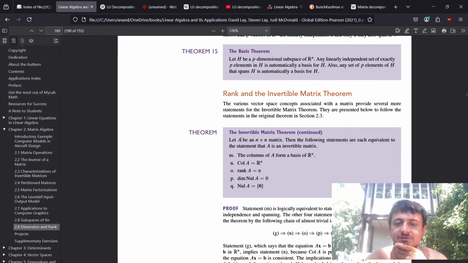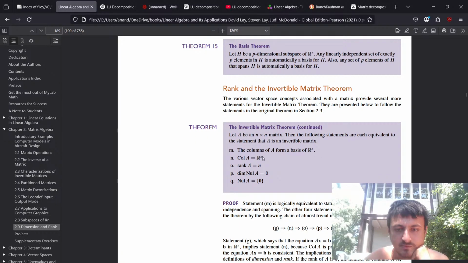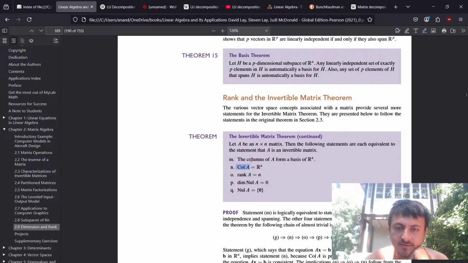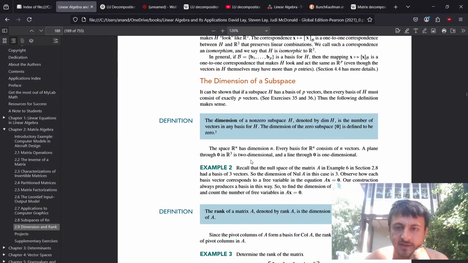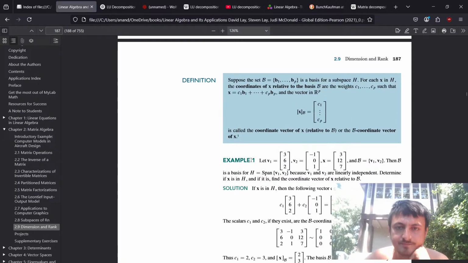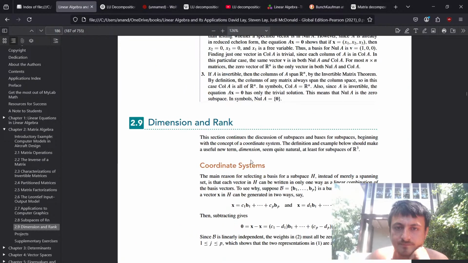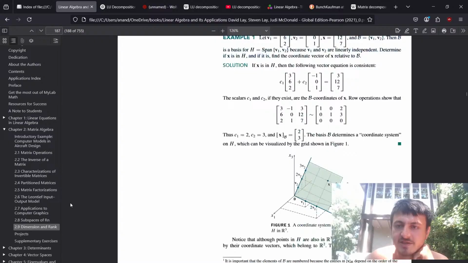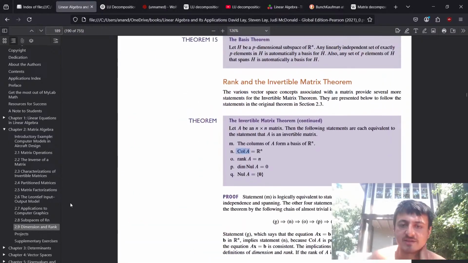Okay, the invertible matrix theorem gets more statements. A is n by n. Columns of A form a basis of Rn, true. And a basis is just defined as something that spans the codomain. Col of A. I don't know what this means. Do they define that? It must be defined in subspaces of Rn, but it's the column space.